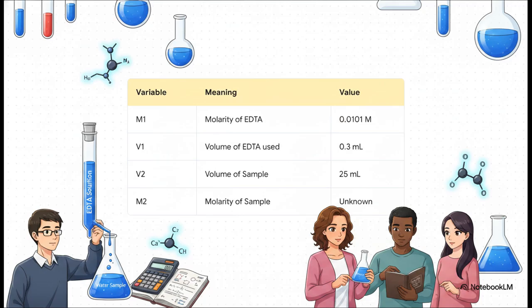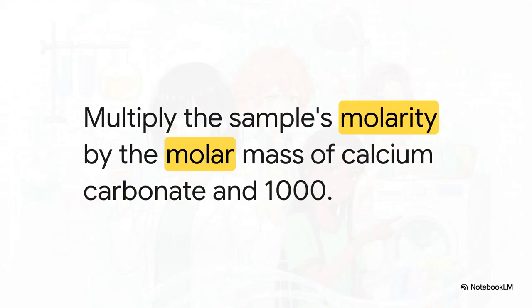Our only unknown piece of the puzzle here is M2, the molarity of the sample water itself. By algebraically rearranging the formula to solve for M2, we find that the molarity of the sample is 0.00011212 molar. Actually, scratch that. Outside of a chemistry lab, nobody really talks about water quality in terms of raw molarity, right? To make this data universally useful, we need one final calculation step to convert that molarity into milligrams per liter, also commonly known as parts per million, or ppm, of calcium carbonate.